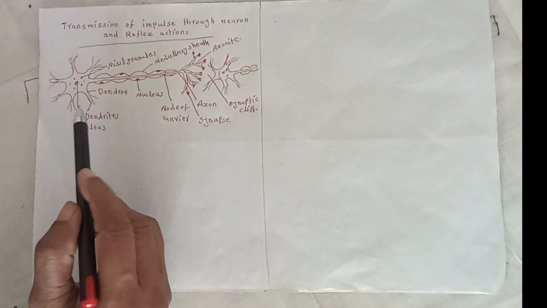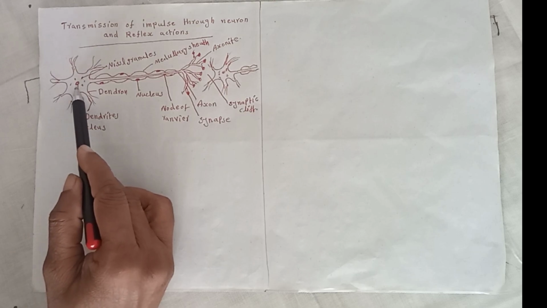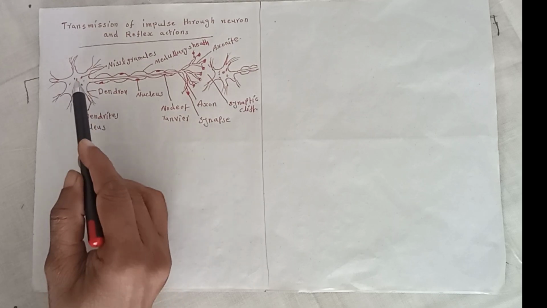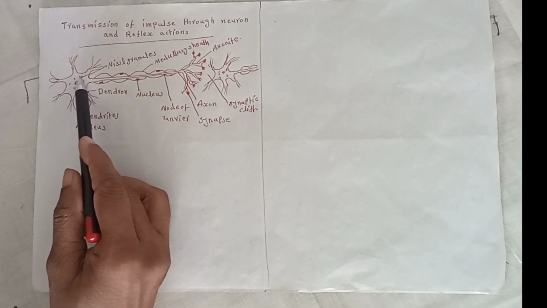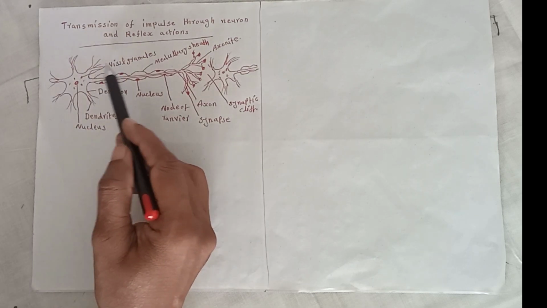The cell body contains a prominent nucleus and other cell organelles like mitochondria, ribosomes, etc., and granular cytoplasm with granules, that is known as nucleus granules.